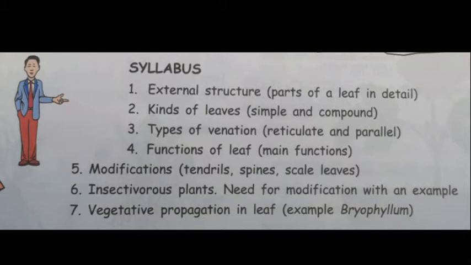The first point is external structure, that is the parts of leaf in detail. Second point is kinds of leaf. The 2 types of leaf are simple leaf and compound leaf. The next topic is types of venation, that is reticulate and parallel venation.